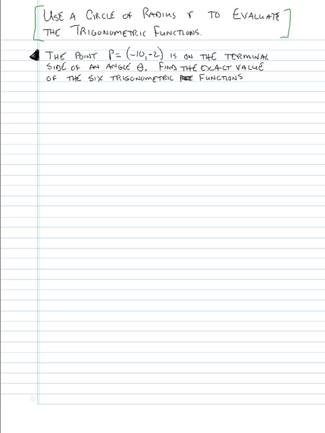Now, the problem here is that we're not looking at a unit circle. This point P is not on a unit circle. So we cannot say that the sine of theta is -2. It's not the second coordinate. That only applies if that point's on the unit circle. Another issue here is we don't know what theta is. But we don't need to know.